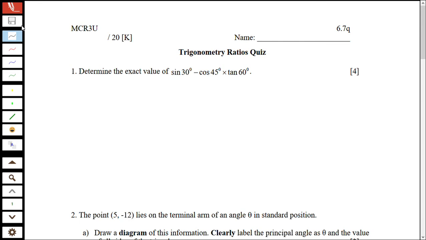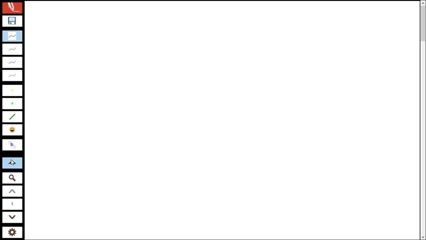So welcome to 6.7 trig ratios quiz. Before I start this, just so that you remember, when we're talking about trig ratios, we have to remember the two special triangles. The two special triangles are the triangles that have angles 30 degrees or 45 degrees or 60 degrees. So if you recognize any of these, we have to use our special triangles, which means we always have to give exact values.